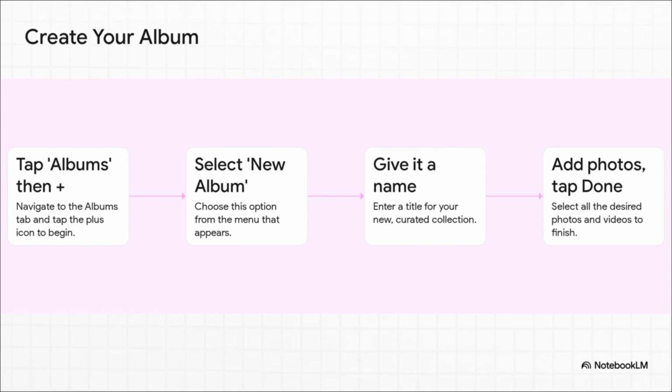All right, let's walk through making one right now. It's super straightforward, just a few taps. You hit the Albums tab, tap that little plus sign, and pick New Album. Now, the most important part is giving it a good name. Don't just call it Vacation. Call it something like Hawaii Trip 2024. Be specific. Then you just tap, tap, tap on the photos you want to add, hit Done, and that's it.